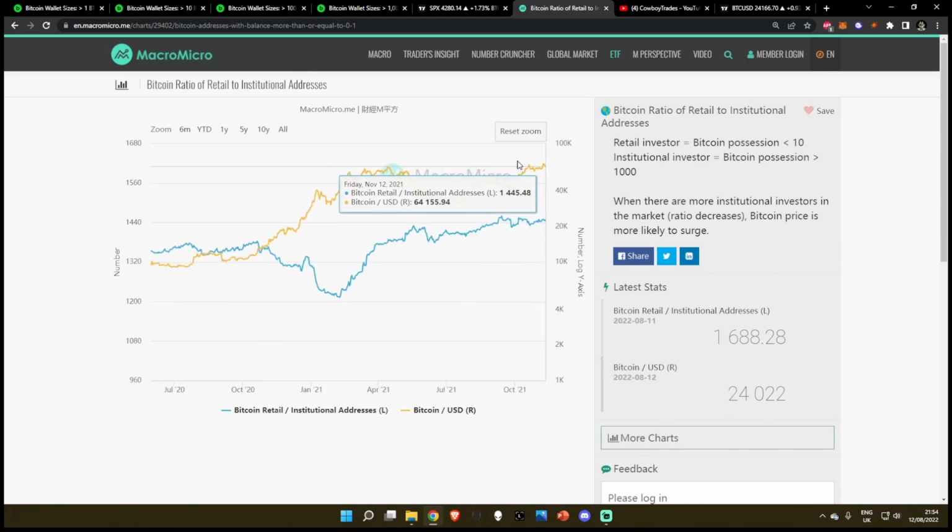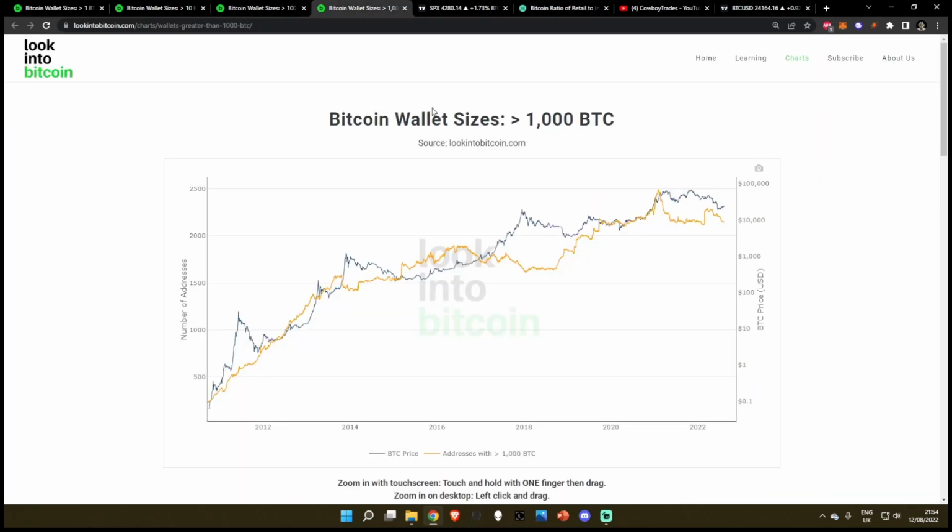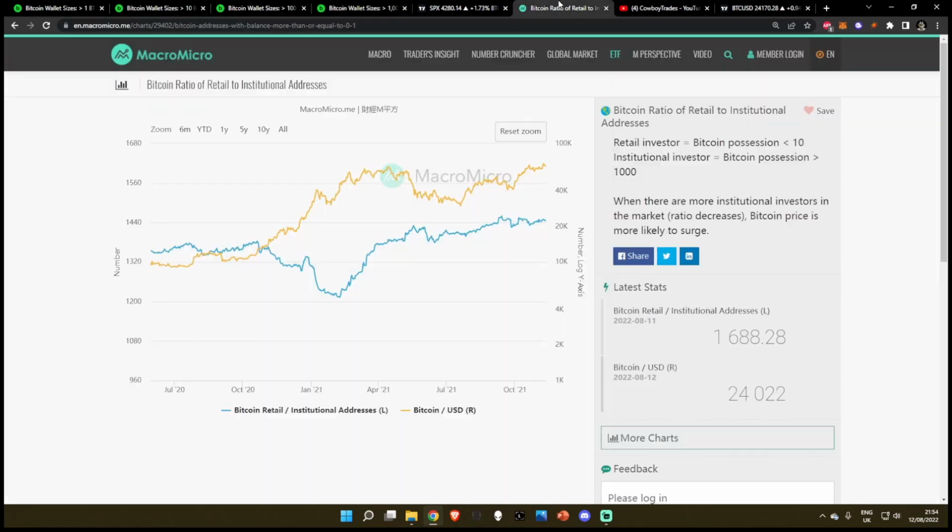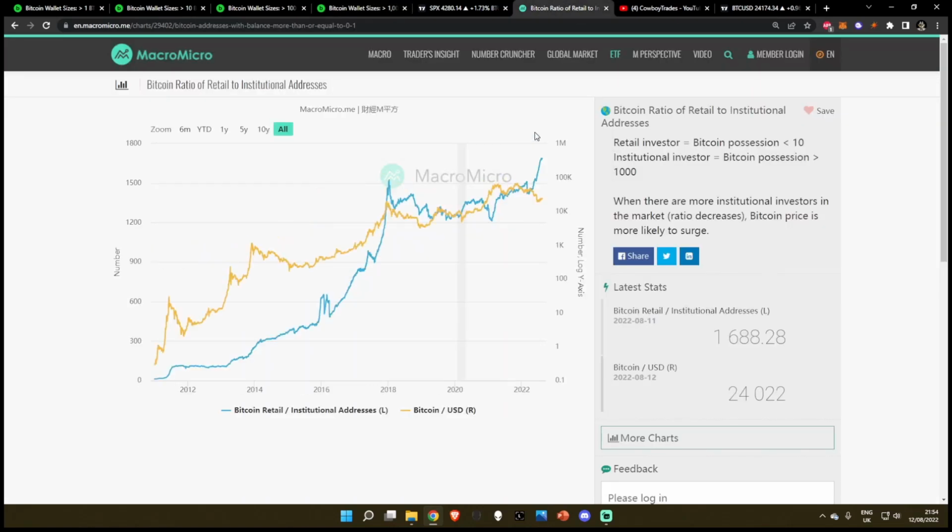For example, if we look back here, we can also verify this when we look at Bitcoin wallet sizes with more than 1000 BTC. You can see there was a dramatic parabolic accumulation phase between the end of 2018 and the beginning of 2021. More or less, there were 1600 wallets, and it moved up to about 2500 wallets. So the whales, institutional investors, they FOMO'd into these markets.